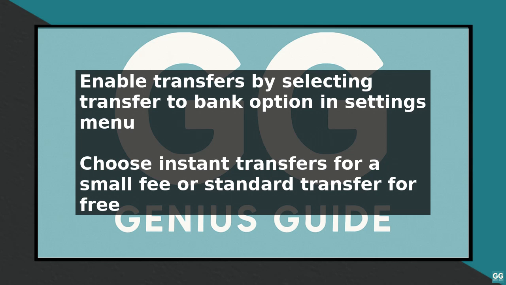To initiate a transfer, go to the Venmo app and tap on the Transfer to Bank option. Enter the amount you want to transfer and select the transfer speed. Review the transfer details, including the fee if you choose instant transfer, and confirm the transaction.